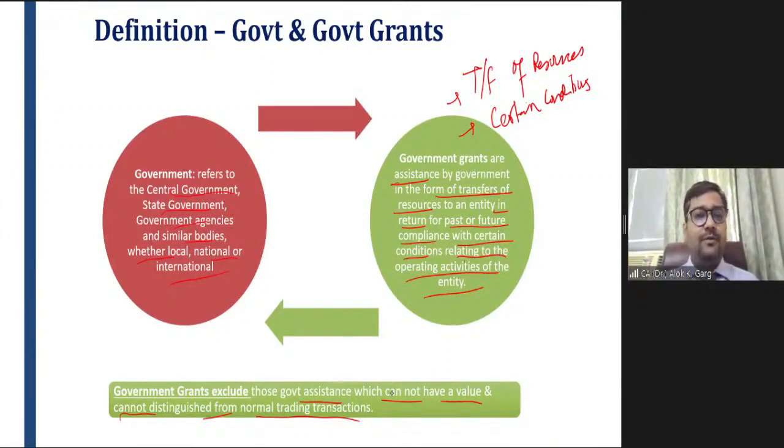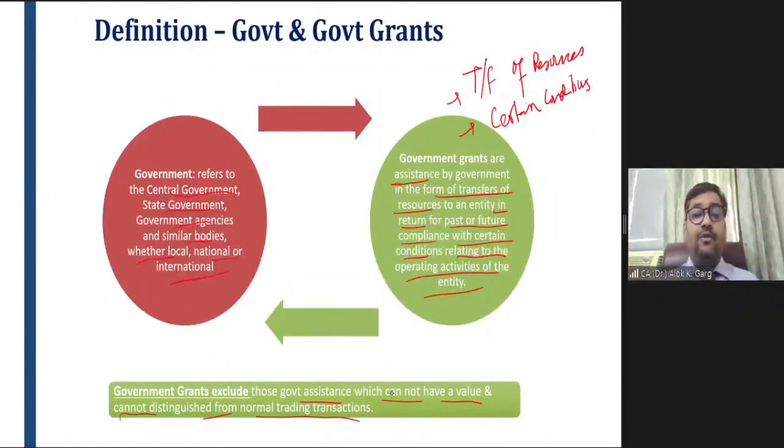I hope you guys have understood. Priti is asking, does it include foreign government also? Yes, Preeti, it includes foreign government also. So it includes central government, state government. It does not say that it includes only the central government of India or the state governments of India. If the company is getting a grant from UNESCO, from WHO, from the US Embassy, again it is a government grant. Right, Vijaya. Guys, I hope you are clear so far.